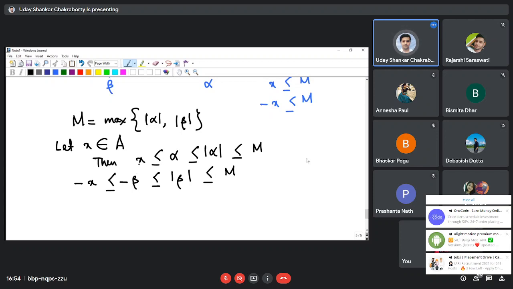I have got that given any x in A, x is less than or equal to m and minus x is also less than or equal to m. So mod x must be less than or equal to m. So what Prashanta has said is absolutely correct. One such m will come by taking the maximum of mod alpha and mod beta, and this is the proof. Is there any doubt from anybody?